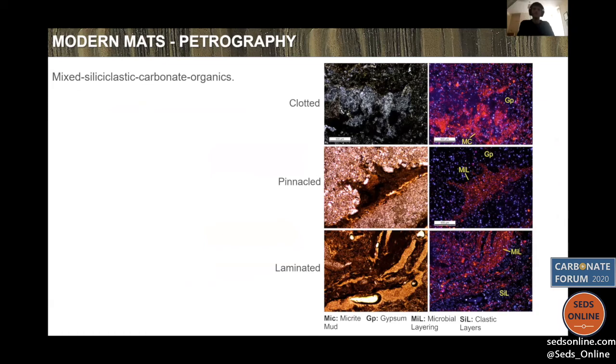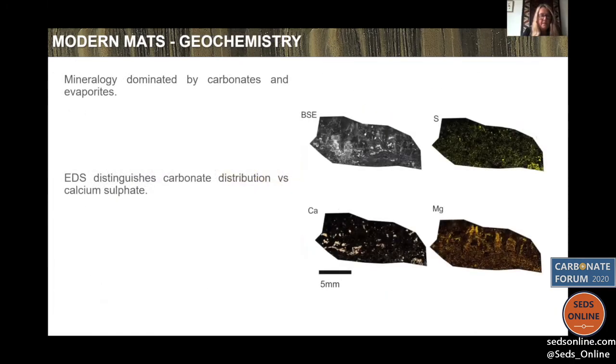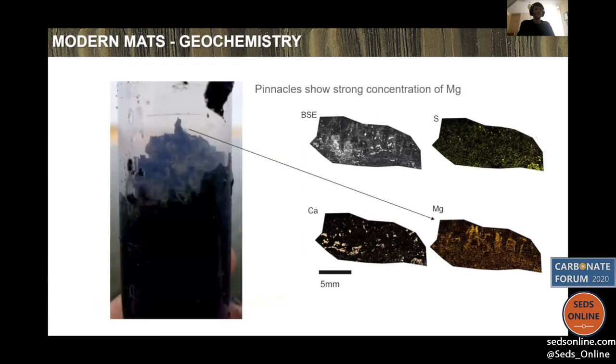Perhaps I could just ask a question. Yeah, sure. I noticed it was a fleeting image, but some of the scans you had showed very discrete layers that were rich in magnesium. I can't remember which slide. This one here. Yes, exactly. Can you say a little bit more about that?